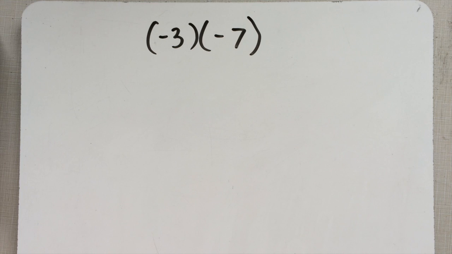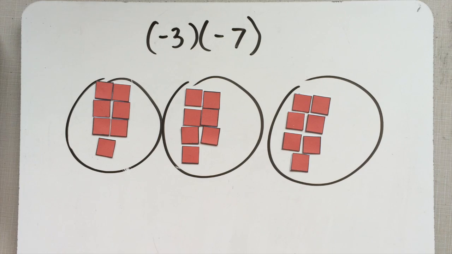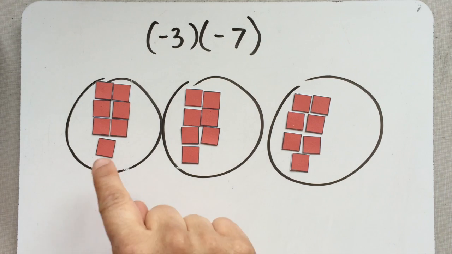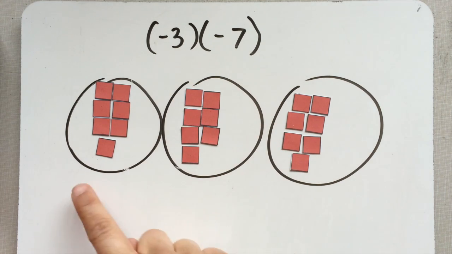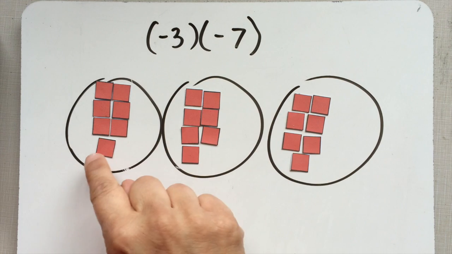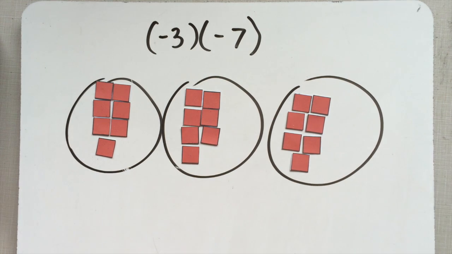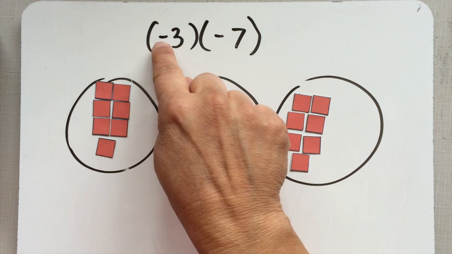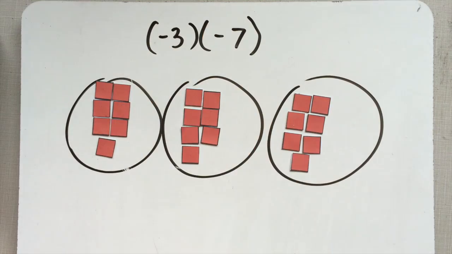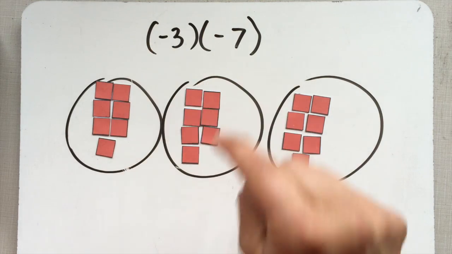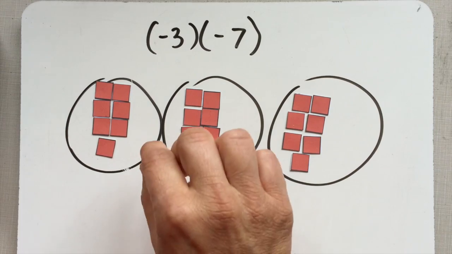All right, another one for you to try on your own. Here we have negative 3 times negative 7. All right, so I've made 3 groups for the 3. Inside each group, I put 7 negative 1s. But this isn't negative 3 times negative 7. This is a positive 3 times negative 7. To make it negative 3, I need the opposite of this. Right? The opposite of 3 groups of negative 7. So I've got to flip them all over.